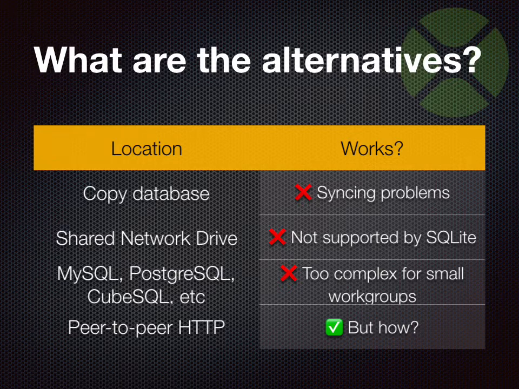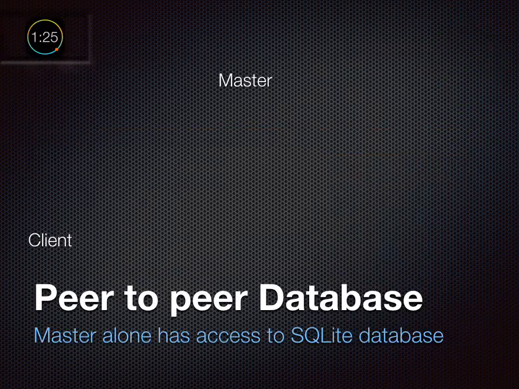Third thing we may want to do is set up a multi-user database. The obvious examples being things like MySQL, Postgres, KubeSQL, etc. But this is often overkill for the small work group. All they want to do is talk to each other's computers. So the fourth alternative is peer-to-peer sharing. That's what I'm suggesting. But the question is, how? How do we do this peer-to-peer sharing over HTTP?